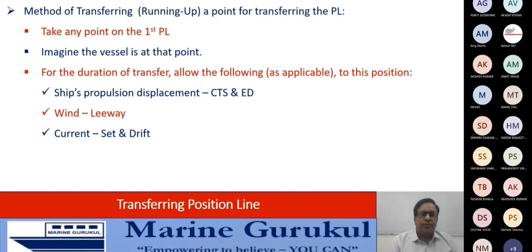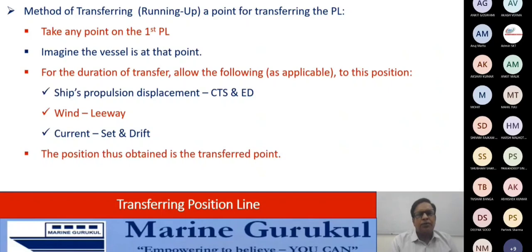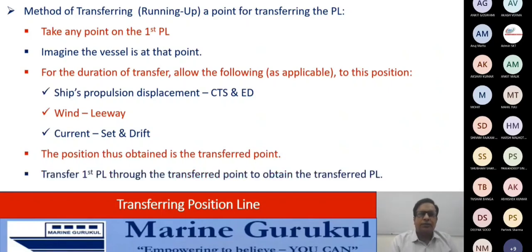Now, in each case, you may be experiencing either one of these factors, two of them, or maybe all of them. So depending on how many of these are applicable in a given scenario, we allow for that many factors and find out the position where the vessel would have reached from its assumed position on the first PL. The position thus obtained is the transferred point. Then transfer the first PL through this transferred point to obtain the transferred PL. Okay, so this is the stepwise procedure which we are going to follow in these questions.